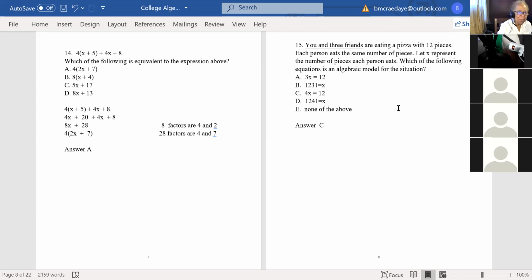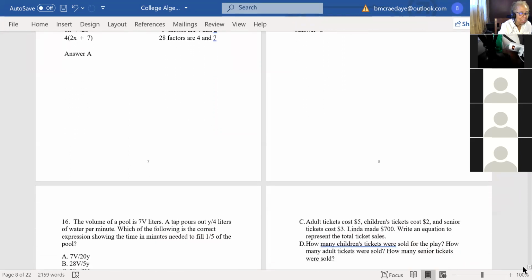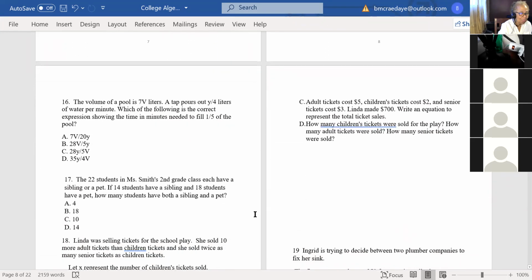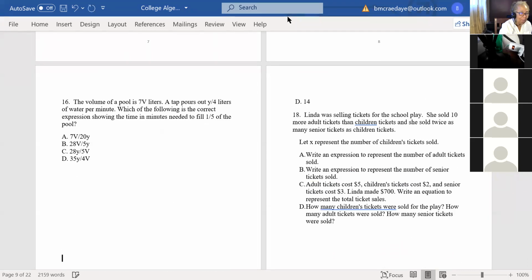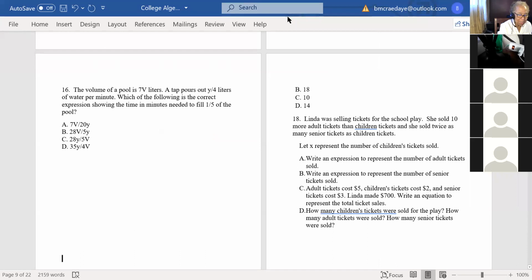So that was number 15. So you understand there you had to put in 4 people sharing 12 pieces of pizza. Okay, let's go to 16. Give you a chance to read that one. Tell me your answer. That's another ratio and proportion.